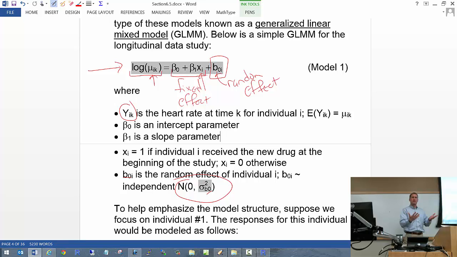Does that make sense? Are there any questions? Yes? Essentially, I have a random intercept. Not yet. We'll get to that.